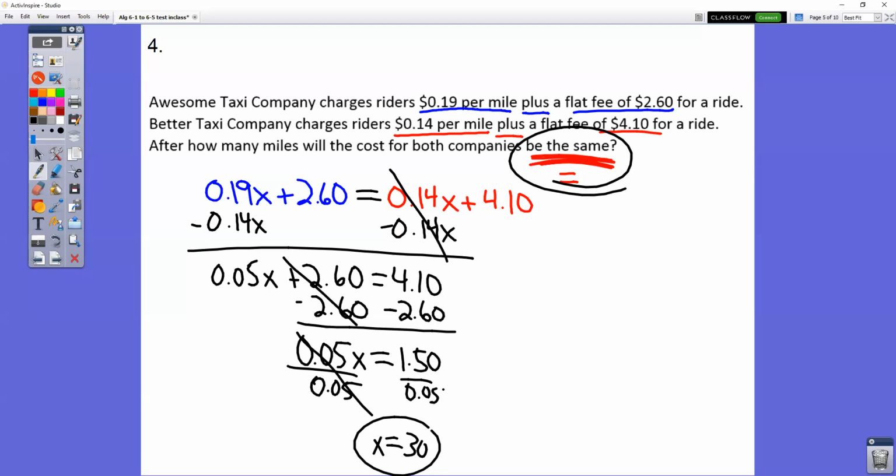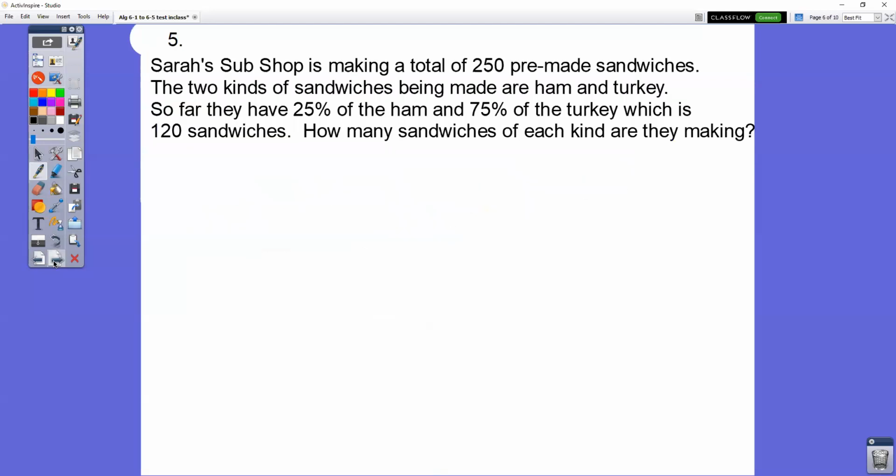Take a look at question number five. I think this is probably the hardest question out of the whole thing. Sarah's sub shop is making a total of 250 pre-made sandwiches. There are two kinds of sandwiches: ham and turkey. So far, they have 25% of the ham and 75% of the turkey, which is 120 sandwiches. How many sandwiches of each kind are they making?